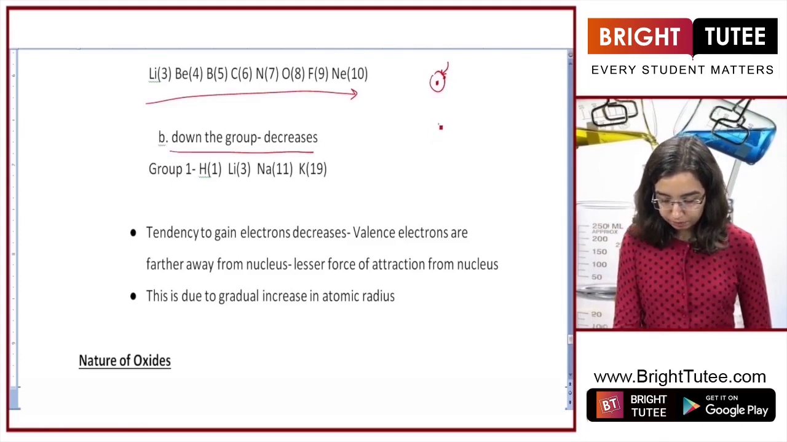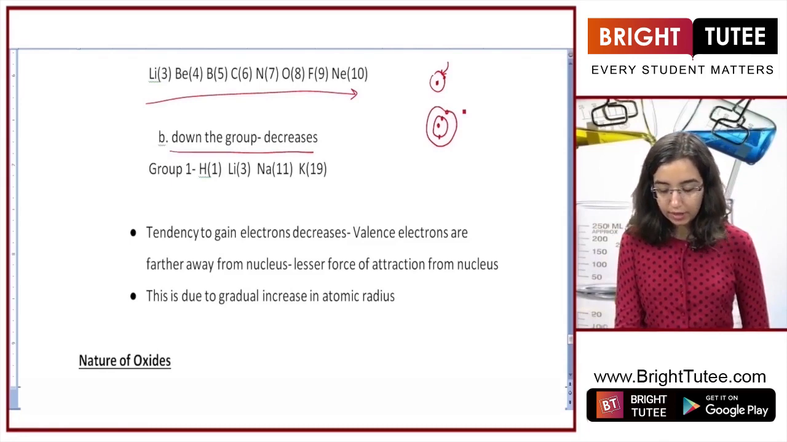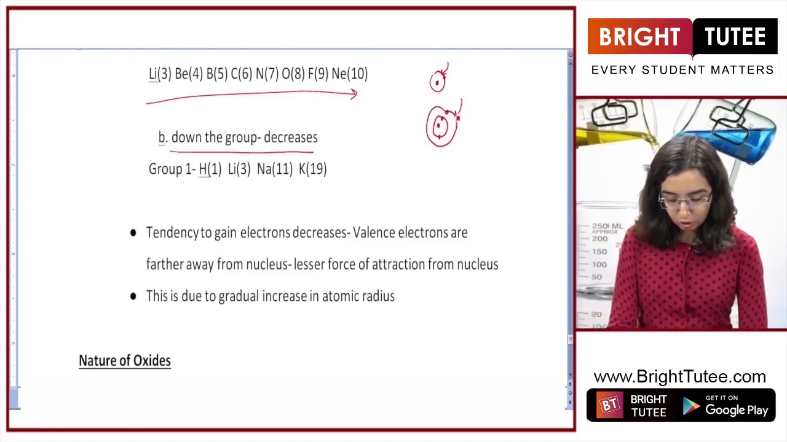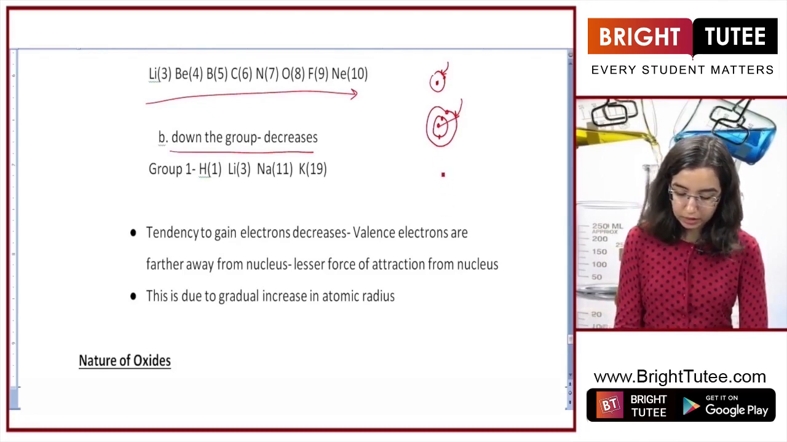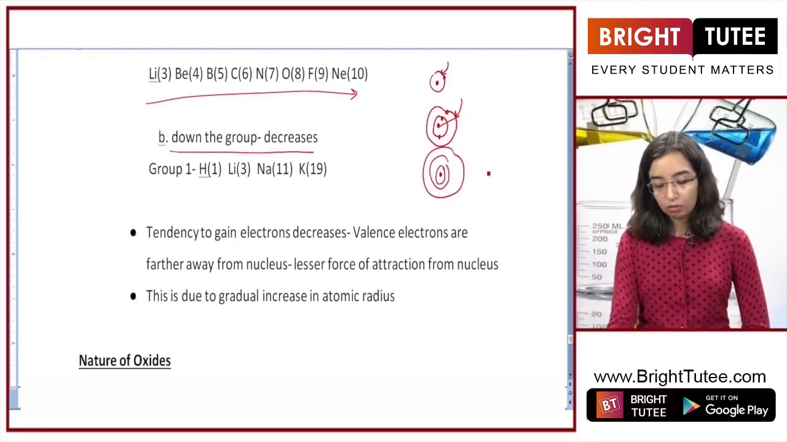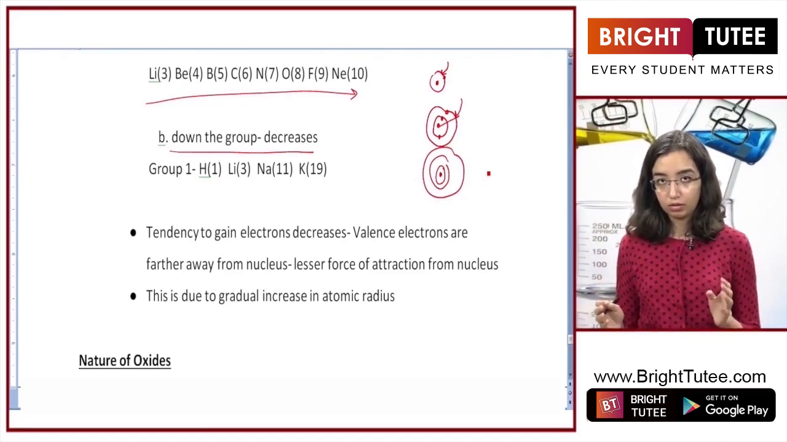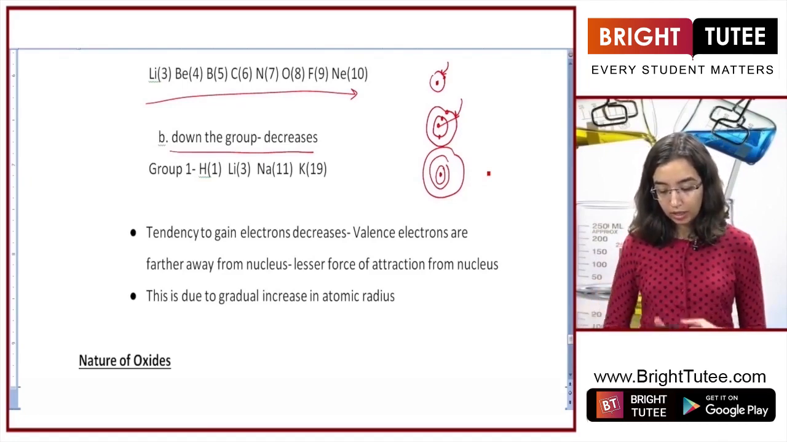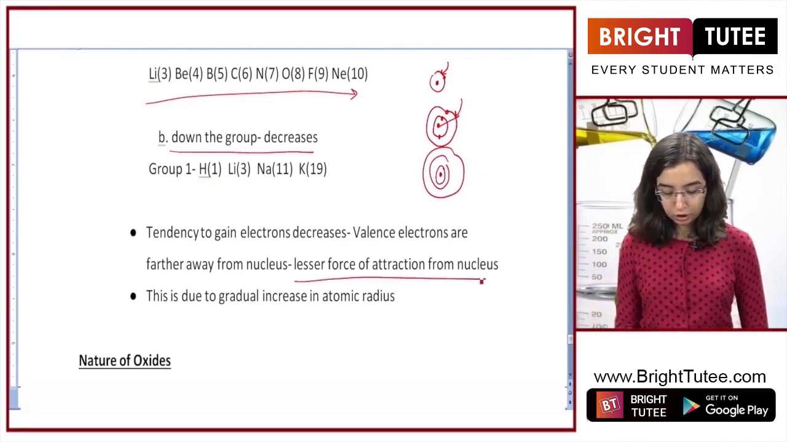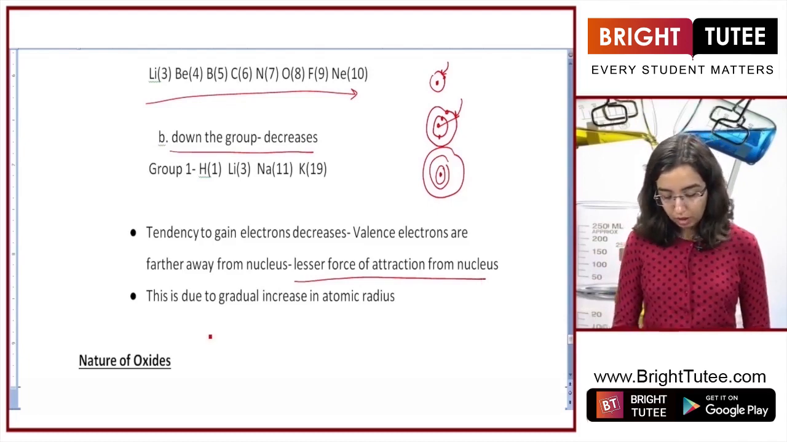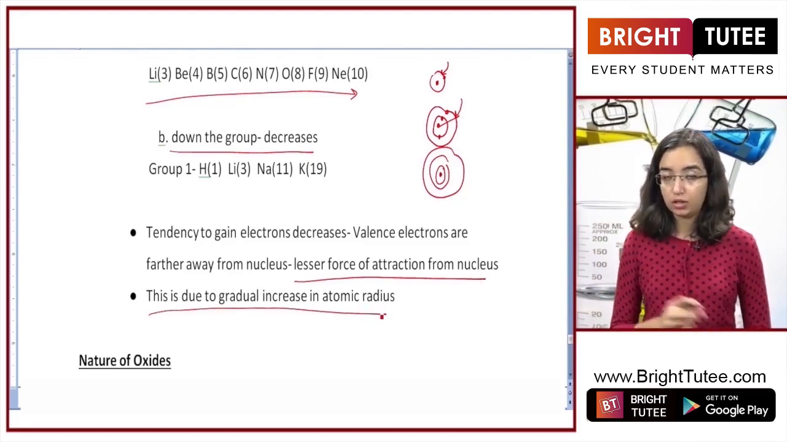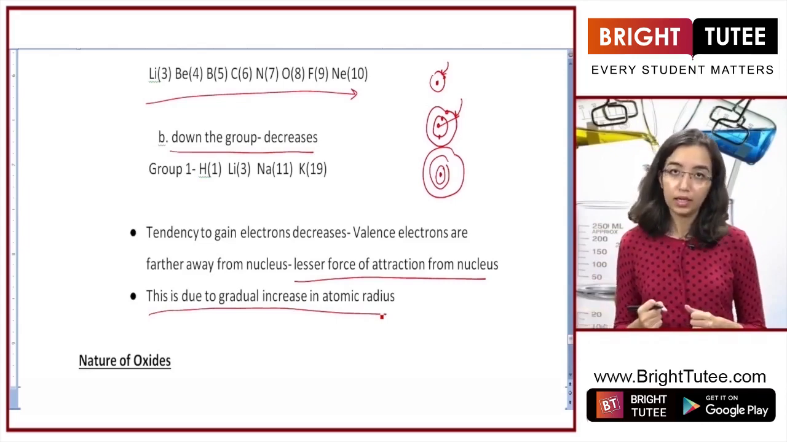But when we go down, now when we have to take an electron here, the nucleus has become farther away, and as you go on further, you will see it becomes even farther, and so on. So as you go down a group, the outer shell becomes farther from the nucleus, and that is why it cannot exert pull, and there is lesser force of attraction from the nucleus, and that is why the element becomes less electronegative on going down the group. This is due to the gradual increase in atomic radius. So as the radius increases, it becomes difficult to take an extra electron.